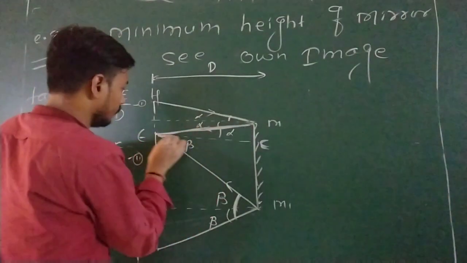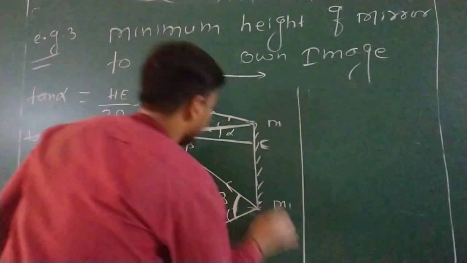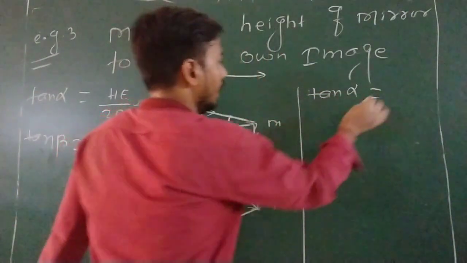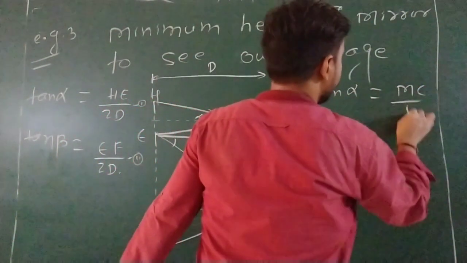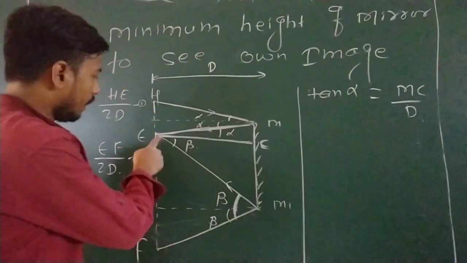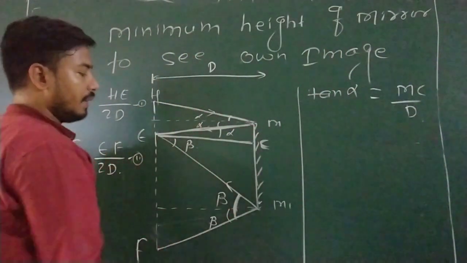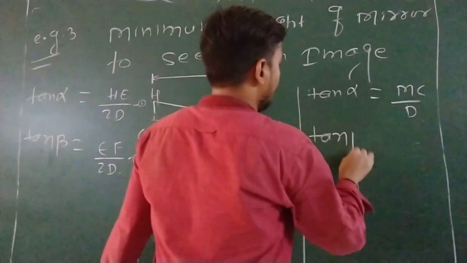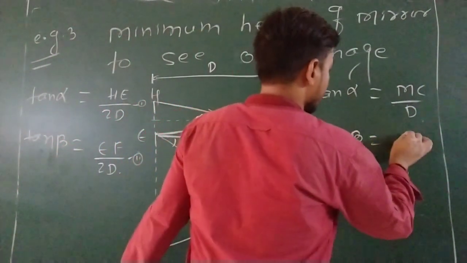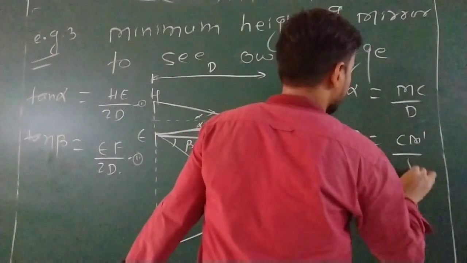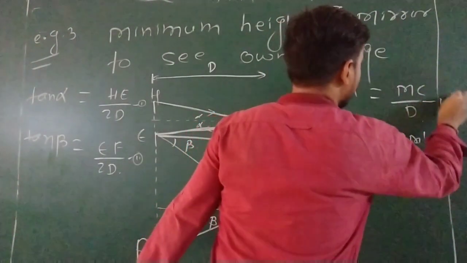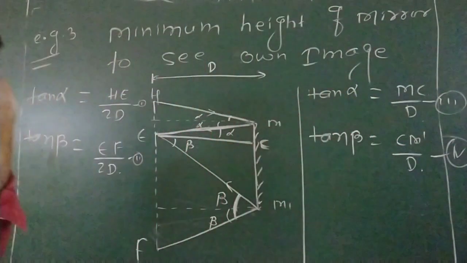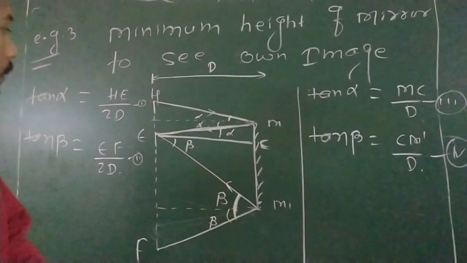Now in this triangle we can write tan alpha is equal to MC by D. Here what can we write? Tan beta is equal to CM dash by D. Equation third and equation fourth. Right? Okay, I am telling you again.